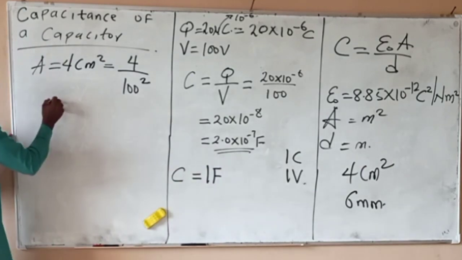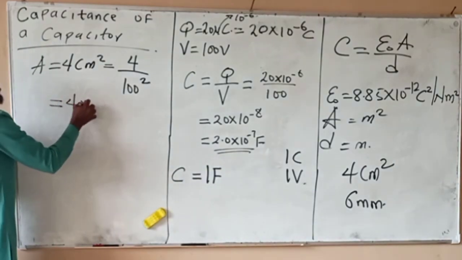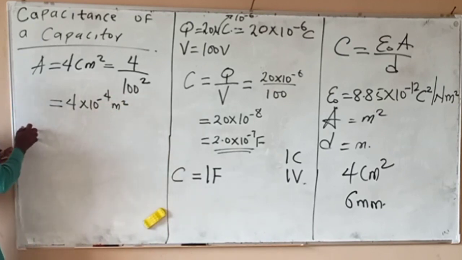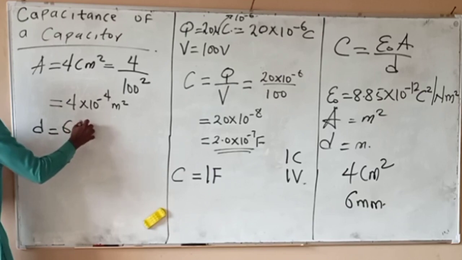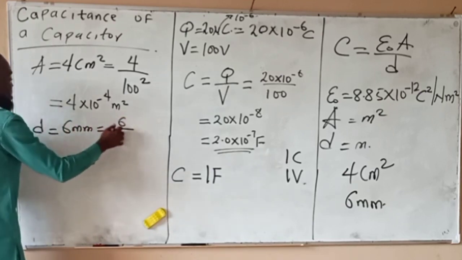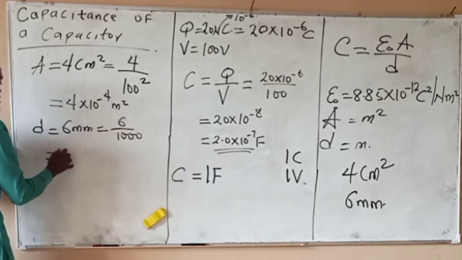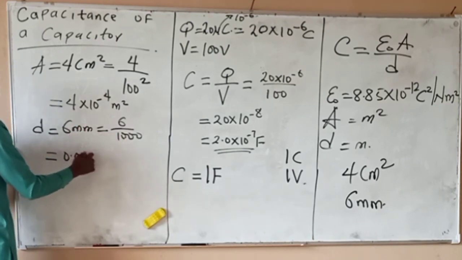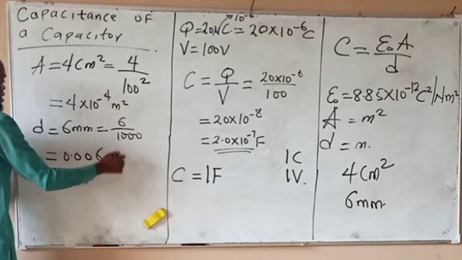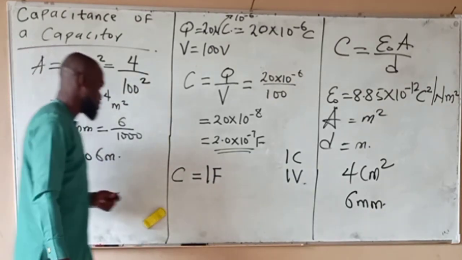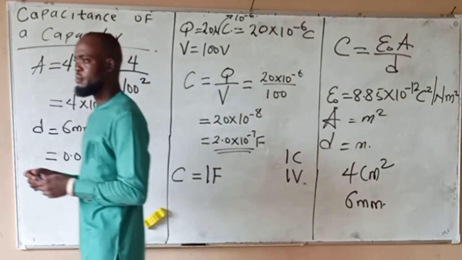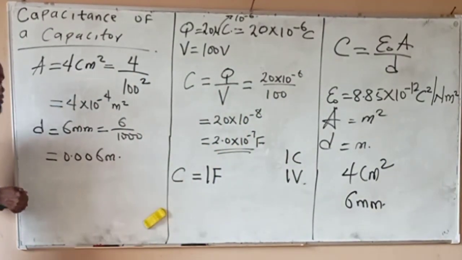Very, very important. So that will give us 4 times 10 raised to the power minus 4 meters squared. That's what we're going to have. Then the distance between the plates will be 6 millimeters. Converting from millimeter to meter, divide by 1000. We are not going to square anything because there's no square here. We're going to have 0.006 meters. That's what I'm going to have.